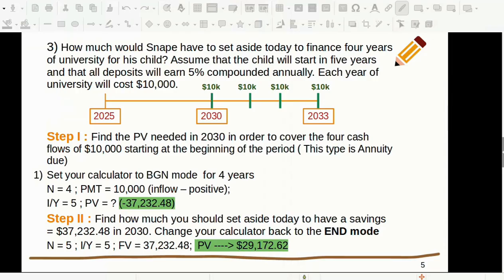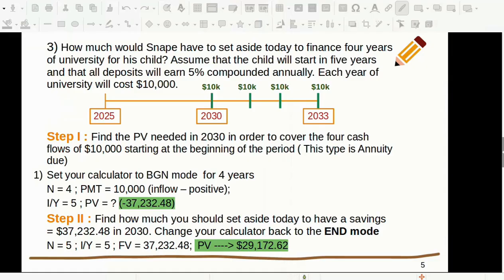Now, let's assume it is 2025 and Snape's child would begin university education in 2030. That's 5 years from now. And he needs to pay $10,000 at the start of each year from 2030 up to 2033. First, we should calculate how much money should be present in his portfolio at the beginning of the year 2030 to cover the tuition cost for the next 4 years.